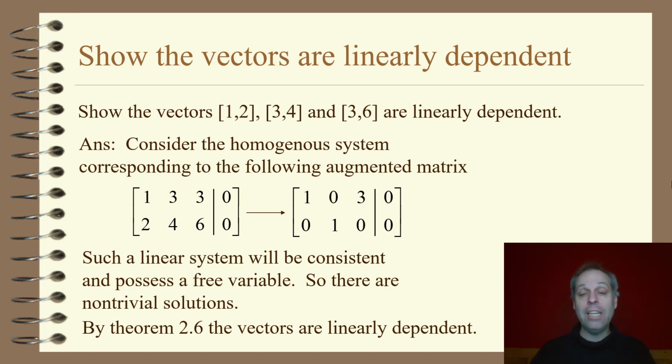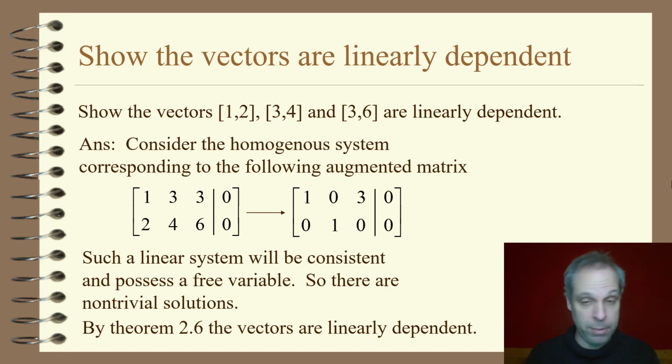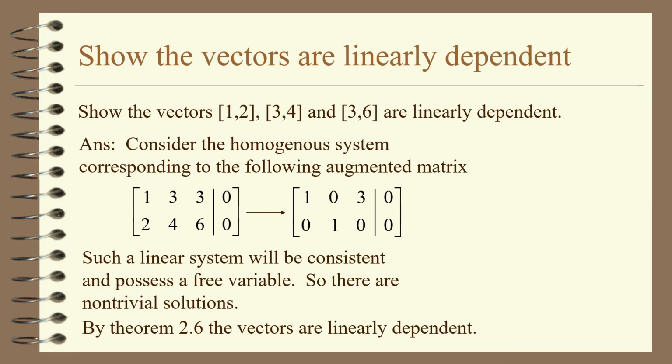But if you'd like to go a step further and find out what those scalars are, you could do so. All you have to do is write down the corresponding system, choose any free variable to be not 0, and then determine what the rest of the values are. That will give you a linear combination that adds up to 0, where at least one of the scalars is not 0.